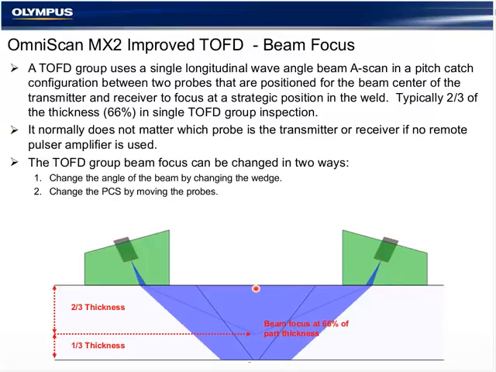There are two ways to change the focus, whether we're doing that with a multiple zone technique or changing the focus to optimize on a particular weld bevel side or a thickness. You can change the angle of the wedge, and in this case we're looking at a 60-degree beam. 60 and 70 are very common angles for TOFD below 1 inch. Or you can change the PCS. By moving these probes in and out, it will essentially move this focus point up or down. And we'll see the theoretical coverage from the beam simulation in the beam plotters.